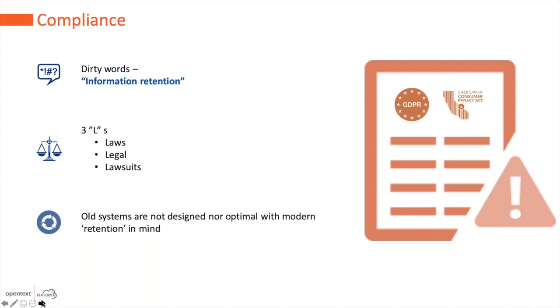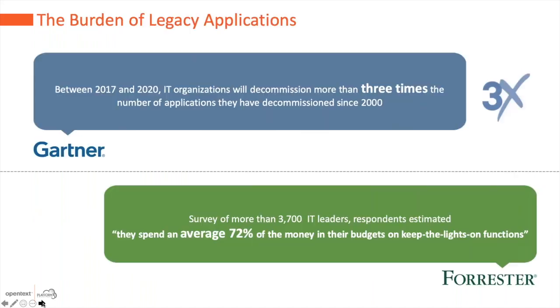These are huge challenges that we currently face with compliance in IT organizations. These are a couple of interesting facts from Gartner and Forrester. The one that really gets me excited is that 72% of the budget goes on to keep the lights on function, to applications that are just there because organizations don't know what to do with them.